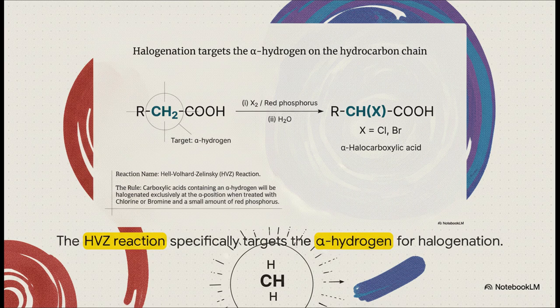Now look closely at the diagram here. The target is super specific. It's the hydrogen on the carbon that's right next to the carboxyl group. We call that the alpha carbon.